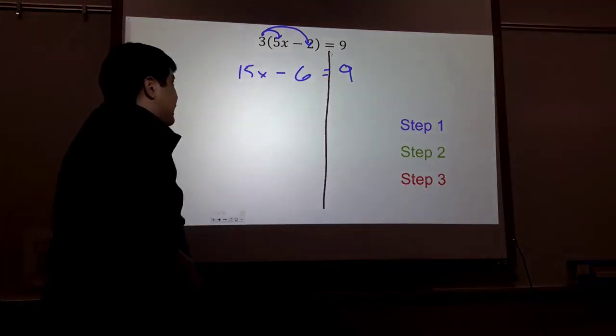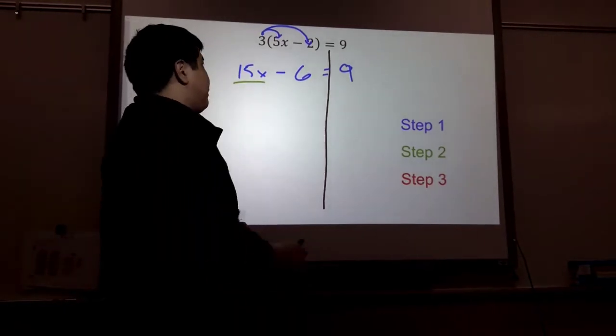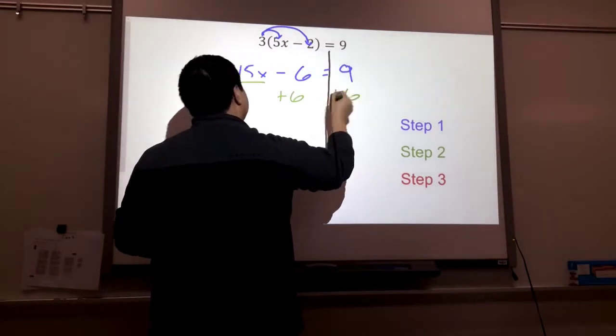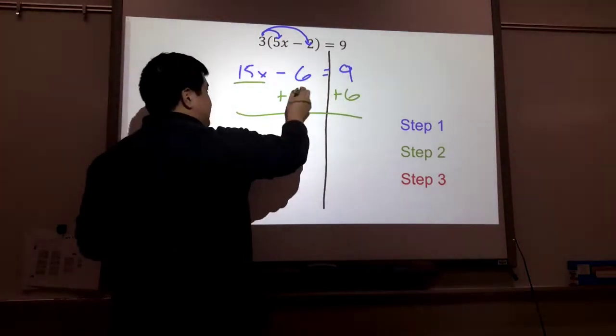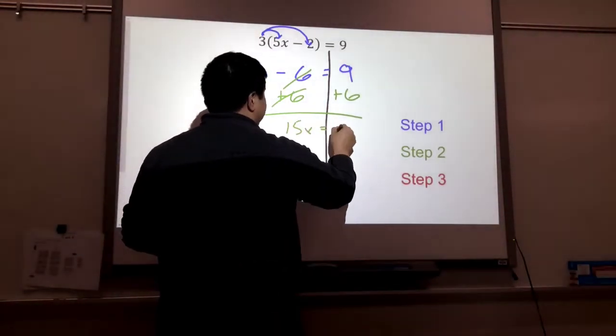We're on to step 2. We're going to isolate the term with the variable, which is this one, on one side by getting rid of this minus 6. And we get rid of that minus 6 by adding 6 to both sides. When we do that, these parts cancel out. We get 15x equals 15.